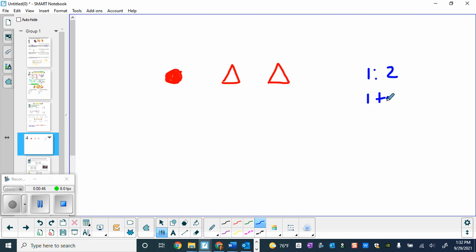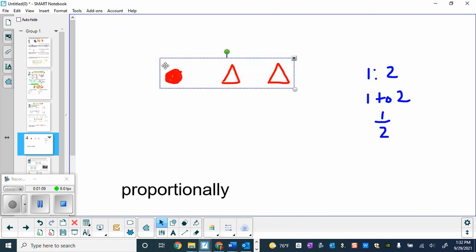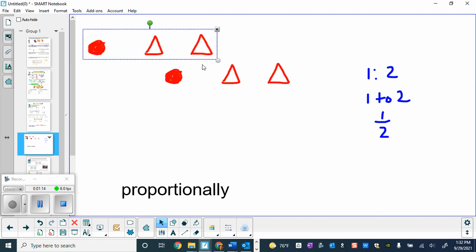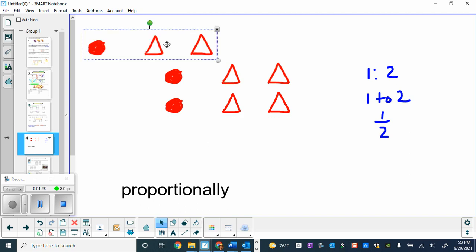In the last class, we talked about a couple of different ways that you might write that. I'm going to focus on the last format here, the ratio as a fraction, where we're comparing the circle to the two triangles, and that's 1 to 2. Now, when we say that something is growing proportionally, what we're saying is that if I increase the number of circles, I should increase the number of triangles proportionally. If I get one more circle, then I should have 2 more triangles. If I add another circle, then I need to add 2 more triangles.